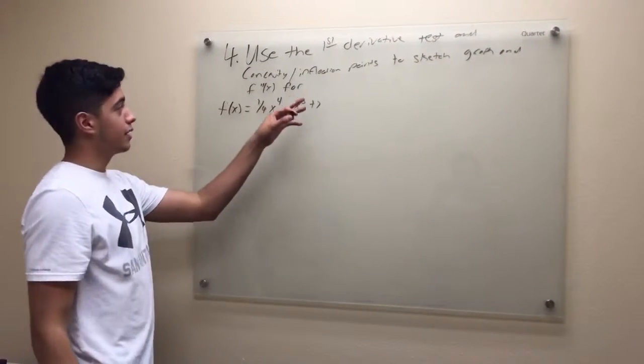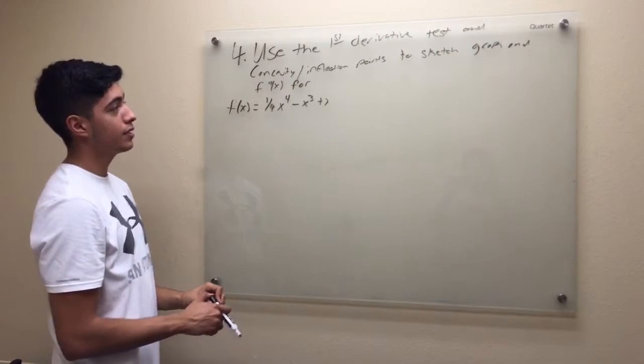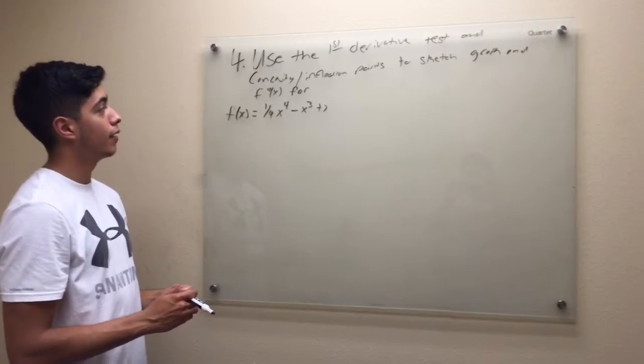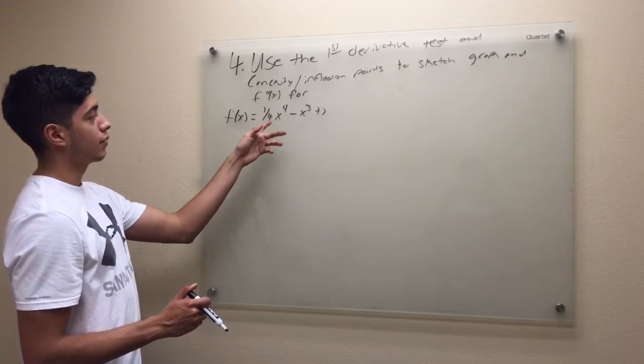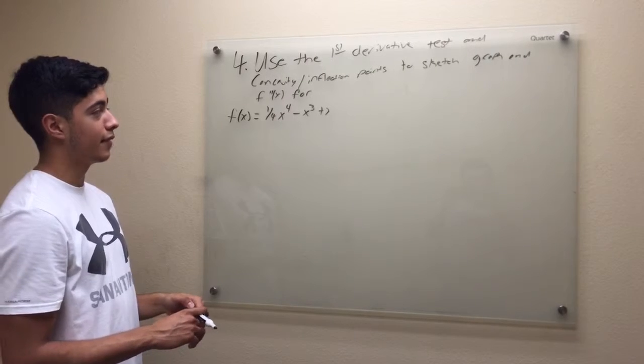Today we're going to be working on this problem. Use the first derivative test and concavity/inflection points to sketch the graph of f double prime of x for f of x equals 1/4 x to the power of 4 minus x cubed plus 7.